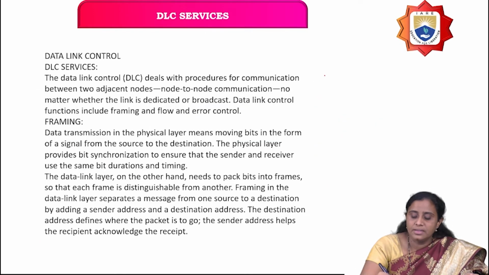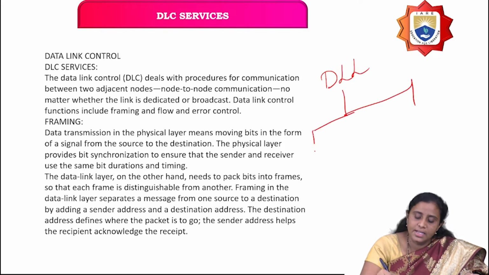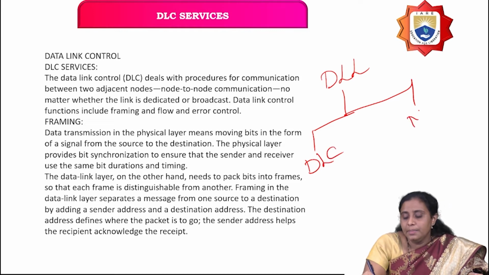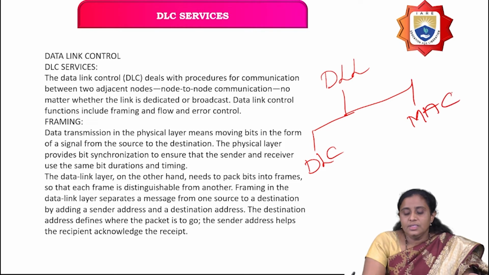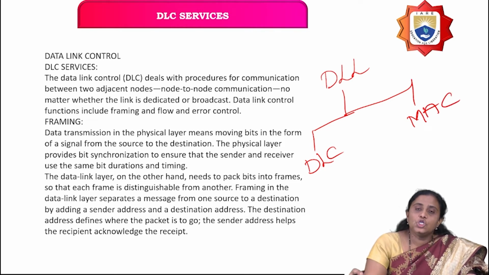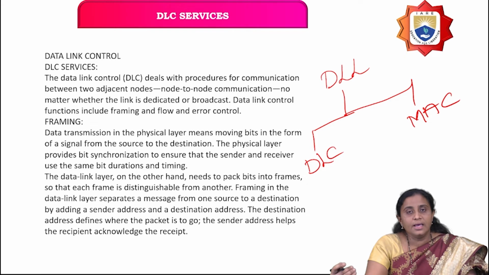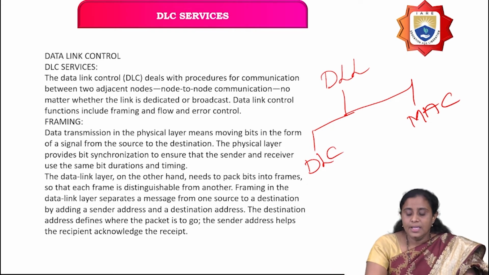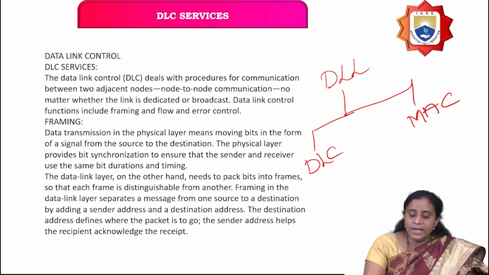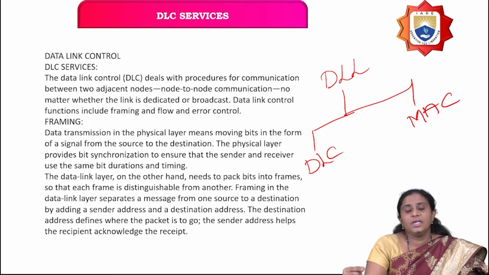As I already explained, the data link layer consists of 2 sublayers, which we can call the DLC, data link control layer, and the medium access sublayer. The data link layer is situated between 2 layers. The uppermost layer is the network layer, and the lowermost layer is the physical layer. So the services are provided by the data link layer to the network layer, and the services are consumed from the physical layer.